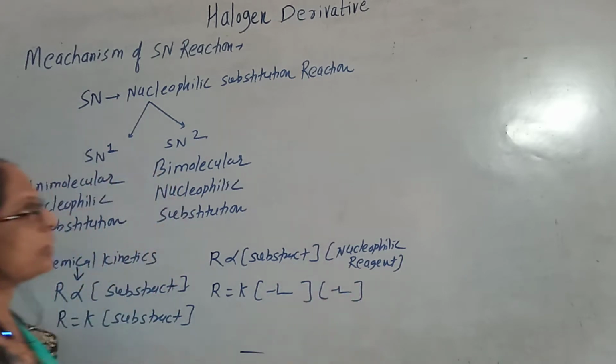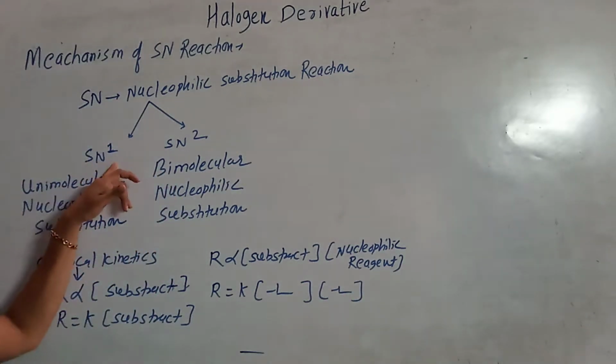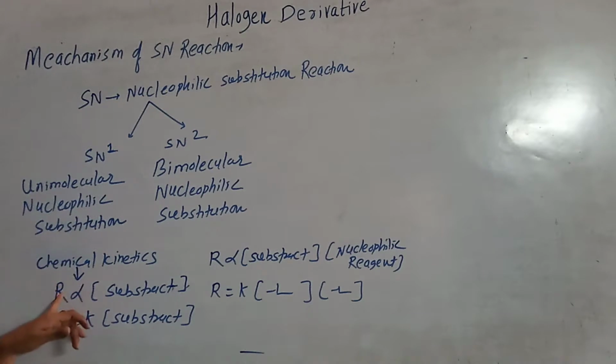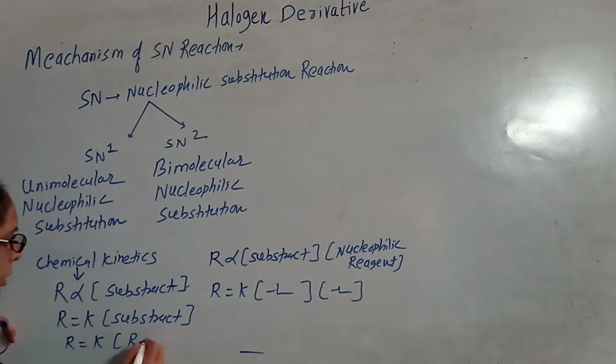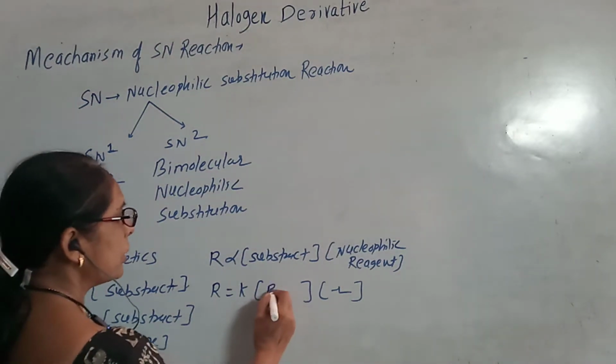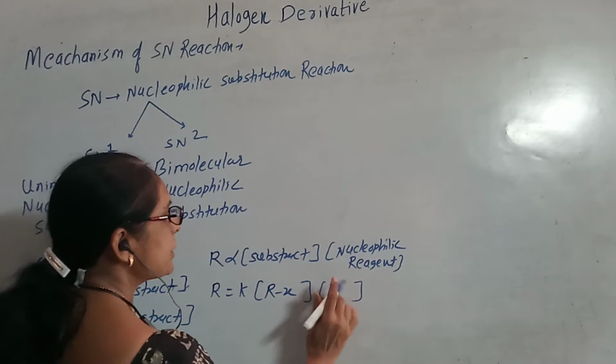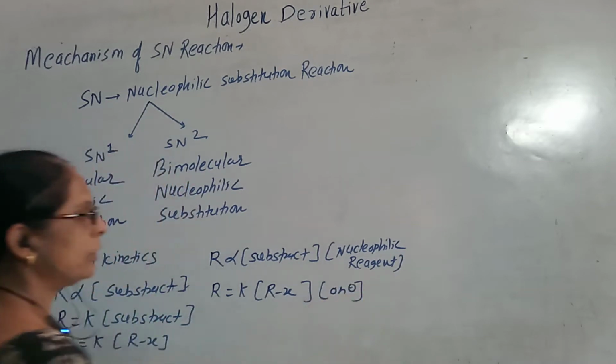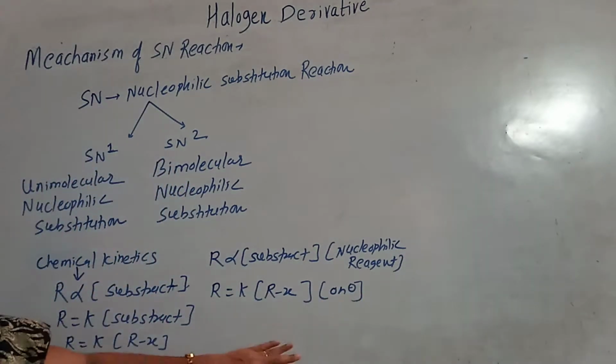So it is clear. What is meant by the SN1 reaction? SN1 reaction is a unimolecular nucleophilic substitution reaction where the rate of reaction depends upon the concentration of only one substrate, and in haloalkanes the substrate is the alkyl halide. In SN2, the rate depends on the alkyl halide as well as the nucleophile.